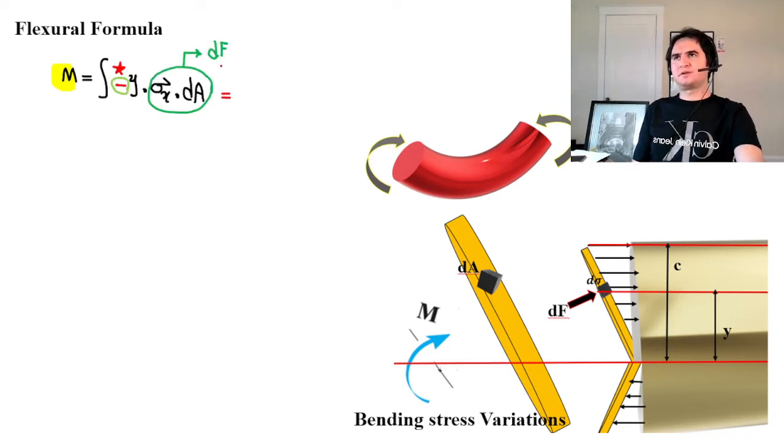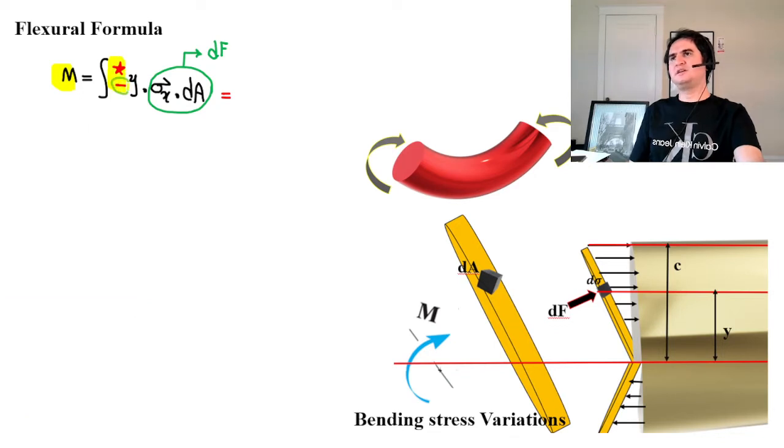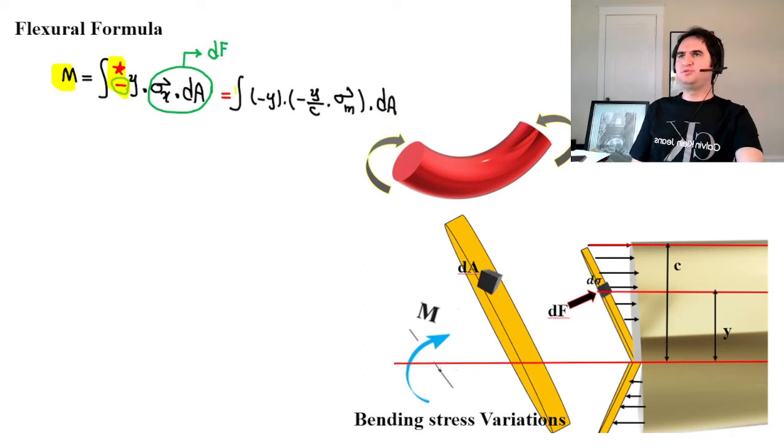So this is our dF, this is our moment, and this is our phi. So we'll get back to this negative here soon. Let us just move on. And if you do so, and if you replace sigma x by the formula from the previous video, which I will provide you with the link to at the end of this video if you have not reviewed that one, that's negative y over c times sigma max, and that's dA.